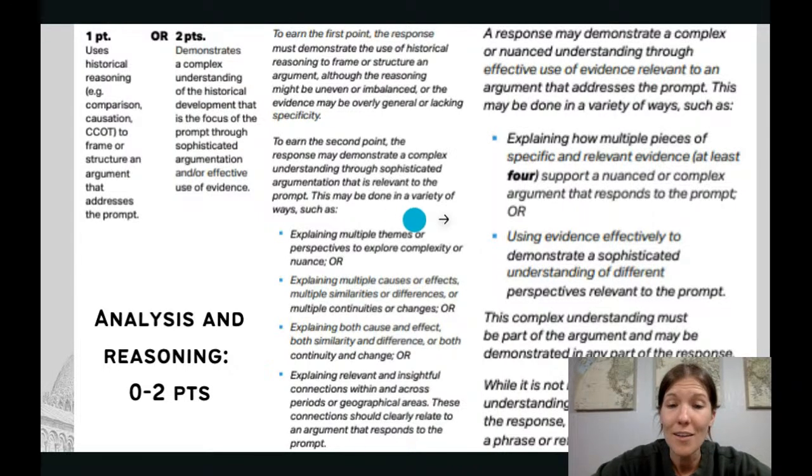But another way that you can do this, and this is why I always have my students structure their thesis statements in a really particular formula, is you can address multiple effects. So think about it thematically.